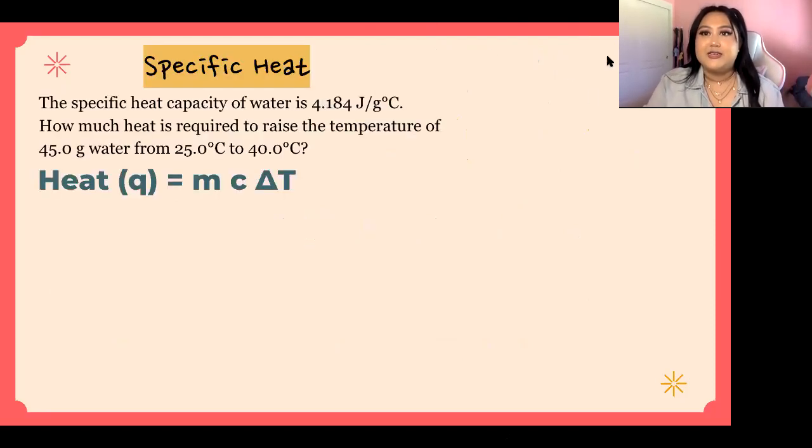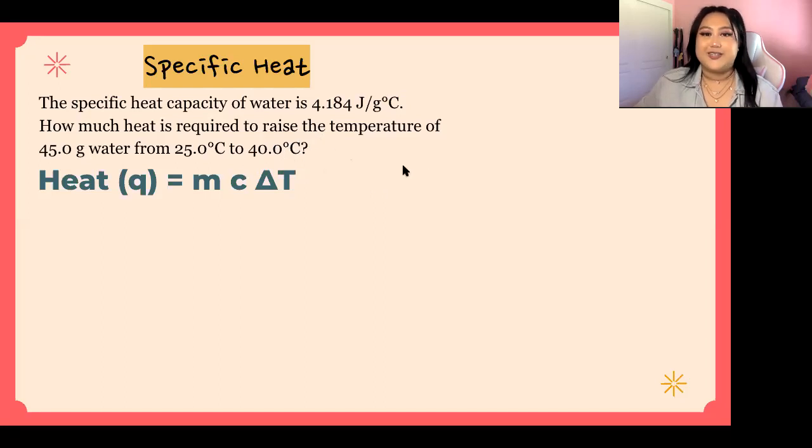Okay, so this is our first problem. The specific heat capacity of water is 4.184 joules per gram degree Celsius. How much heat is required to raise the temperature of 45 grams of water from 25 degrees Celsius to 40 degrees Celsius? I included the formula already here. So what are we solving for? Which variable? The Q, M, C, or delta T?